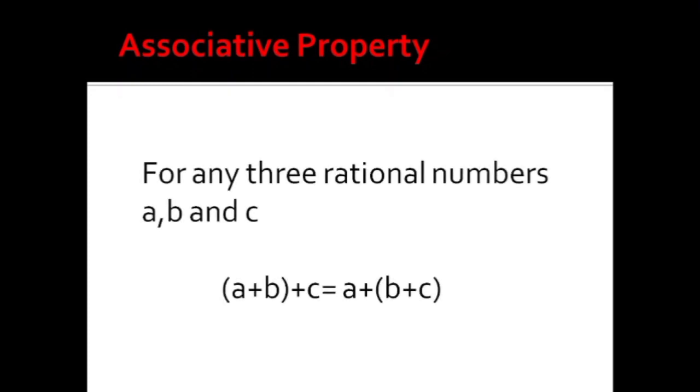Next property is the associative property, which says that for any three rational numbers a, b and c, the sum of the three numbers, if the numbers are taken in a different order, will remain the same. So here it is written in brackets (a plus b) plus c. That means in this case, first we will add a and b and the result will be added to c. And this overall result will be the same as if we add b plus c firstly and then the result will be added to a.